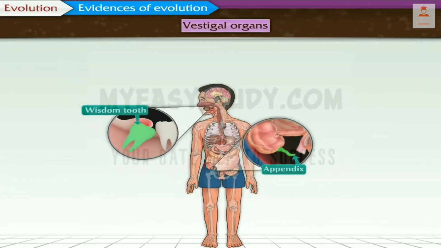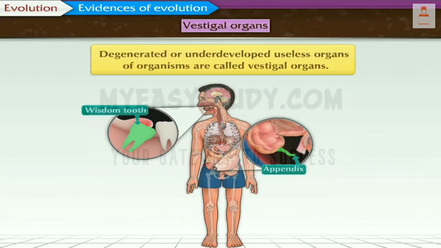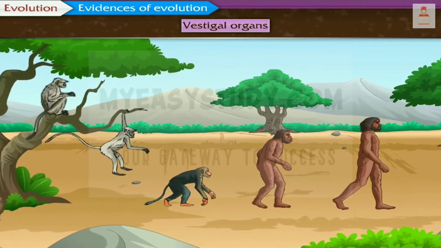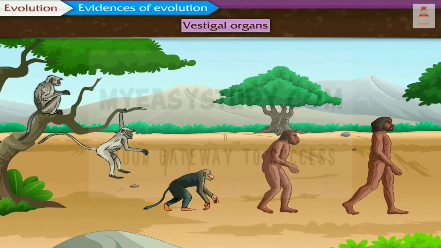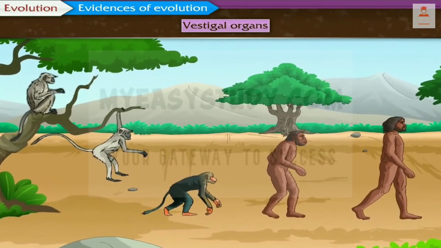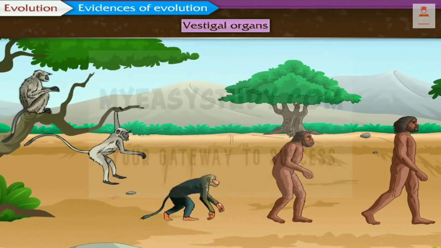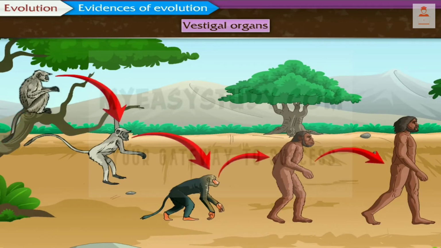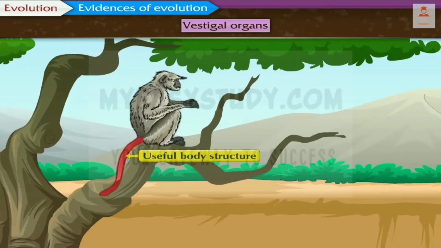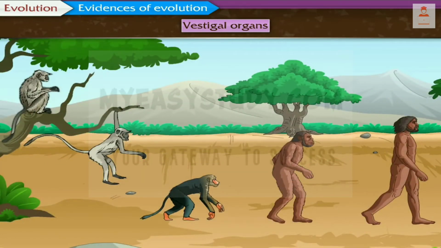Vestigial organs. Degenerated or underdeveloped useless organs of organisms are called vestigial organs. In living organisms, sudden development of new tissues or organs for living in changing environment is not possible. Instead, existing organs undergo gradual changes. Mostly, a specific structure in the body is useful under certain situation. However, same structure under different situation may become useless or even harmful.